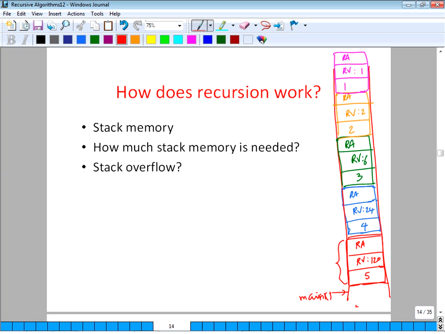So is it possible to run out of memory for the stack? The stack overflow message you might have seen sometimes. We used to see it a lot more before; we don't see it that much anymore. Why is that? Because compared to the old operating systems, in new operating systems the stack memory is very dynamic. It grows dynamically. You start with 4 kilobytes or some fixed size.